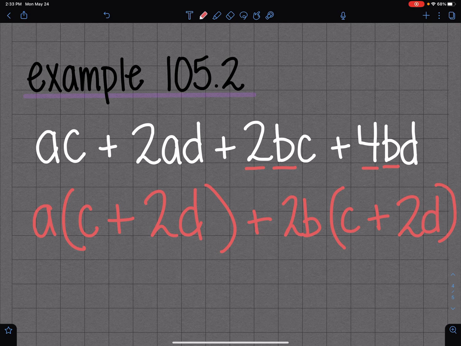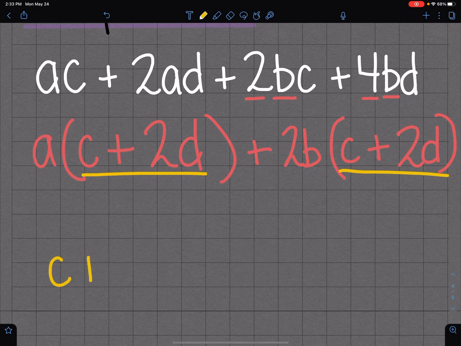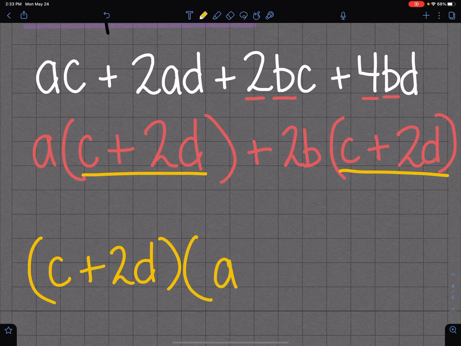All right, now, what if... you know what? I just noticed that I think I did it different than the book. Did I do it different than the book? Let's see if I get the same answer. All right, so I have this c plus 2d that is the same. So let's factor that out. And then I have a plus 2b.